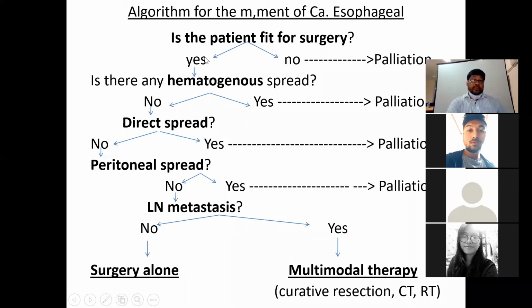If a patient is fit and there is hematogenous spread, there is a role of palliation, no surgery. Similarly, if there is direct spread, palliation. If there is peritoneal spread, there is palliation. But if there is lymphatic metastasis, then we can take surgery along with chemotherapy and radiotherapy as a treatment option. So this algorithm we have to follow.